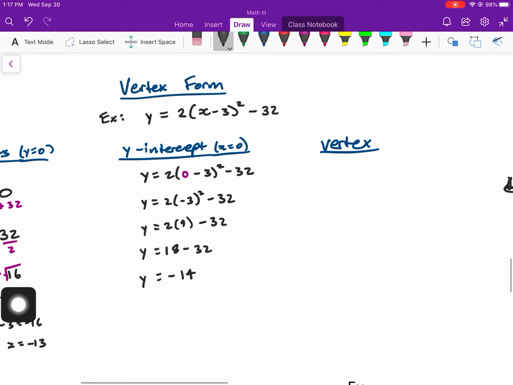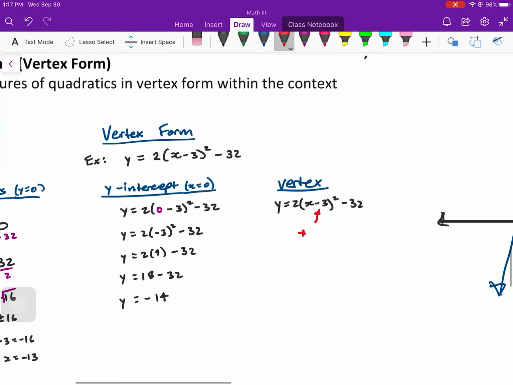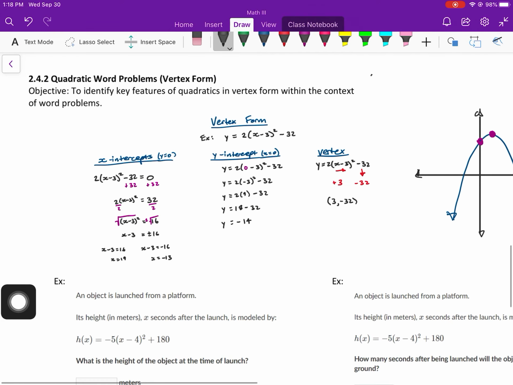And then last, for the vertex, this is called vertex form for a reason. This is going to be the easiest form to find the vertex with. Notice, because it's a minus inside, and we did this in the last video, how to find the vertex from vertex form. That's going to go to the right 3, and then it's going to go down 32. So it goes to the right, so that's a positive 3, and then it goes down 32, so negative 32. So our vertex is going to be the ordered pair 3, negative 32. You just have to pay attention, do we need the x or the y value in the word problems.